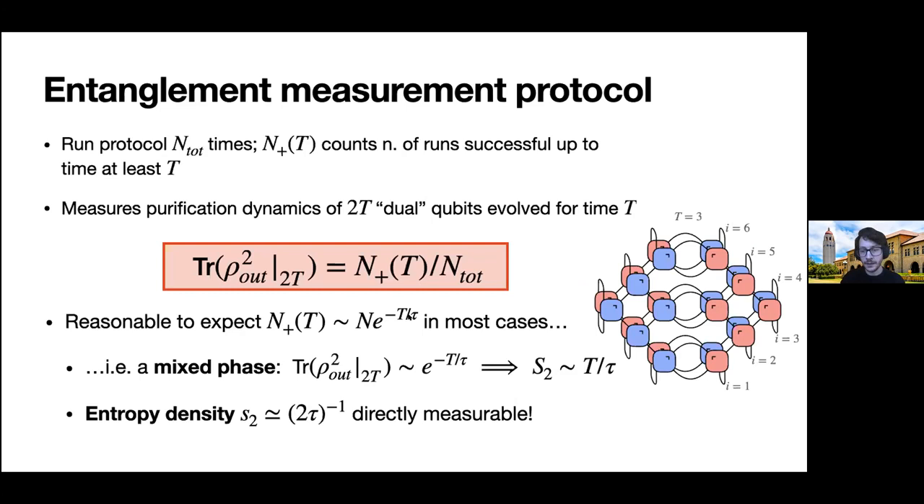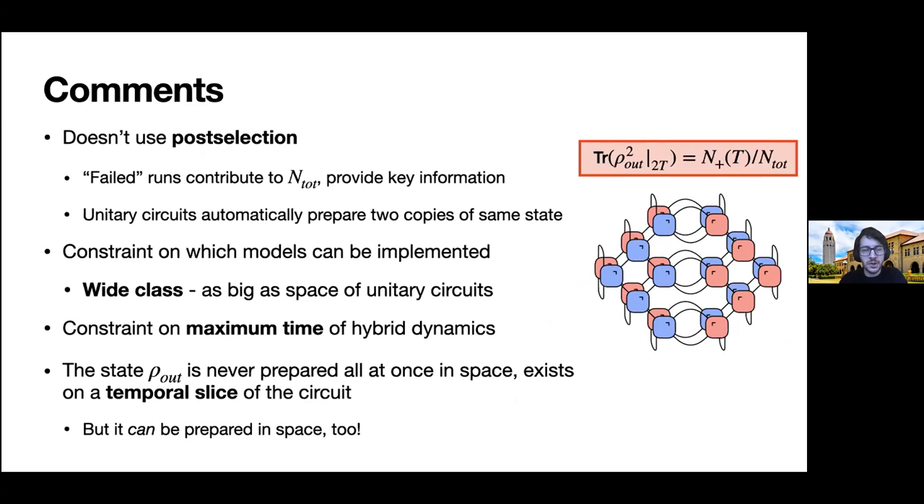Good, so a few more comments. You may be a bit confused about the matter of post-selection, because I just told you that you have to perform a sequence of measurements, and whenever you don't like some outcome, you're supposed to throw away the realization. However, that's not post-selection, because these failed runs are actually contributing to increment this denominator n total, which appears in the quantity you're trying to measure. And so that's crucial information. You need it to perform your measurement. So that's different from post-selection.